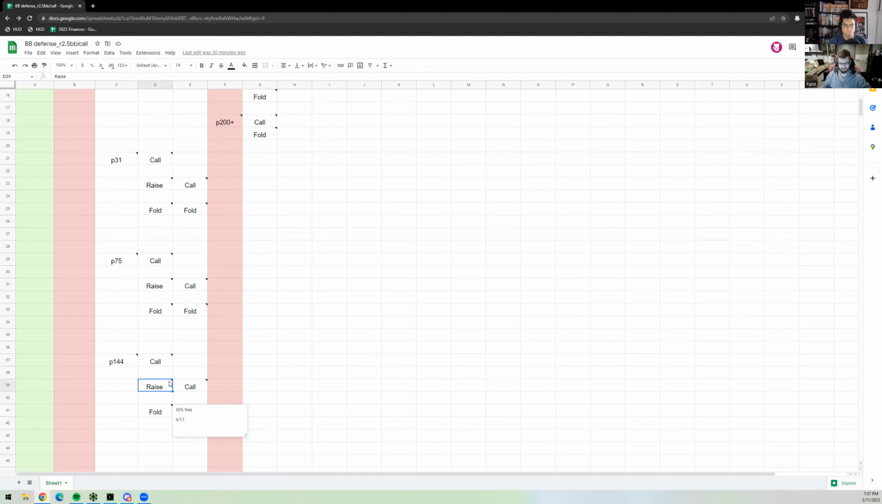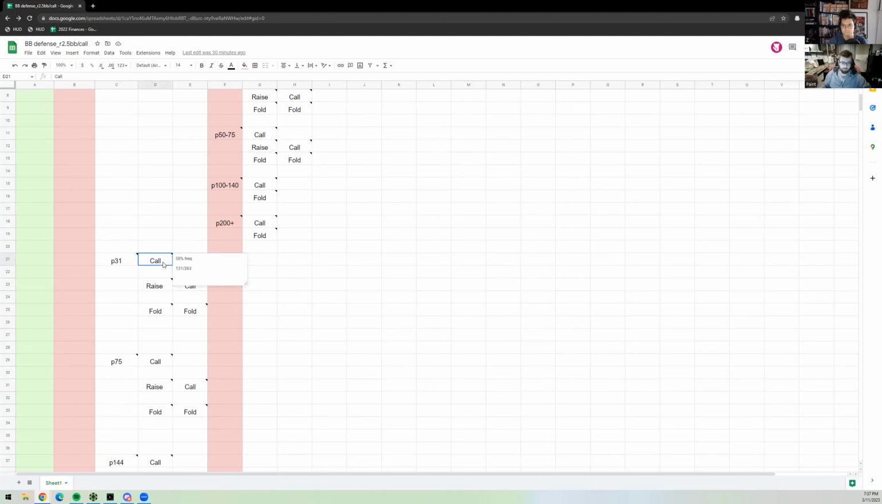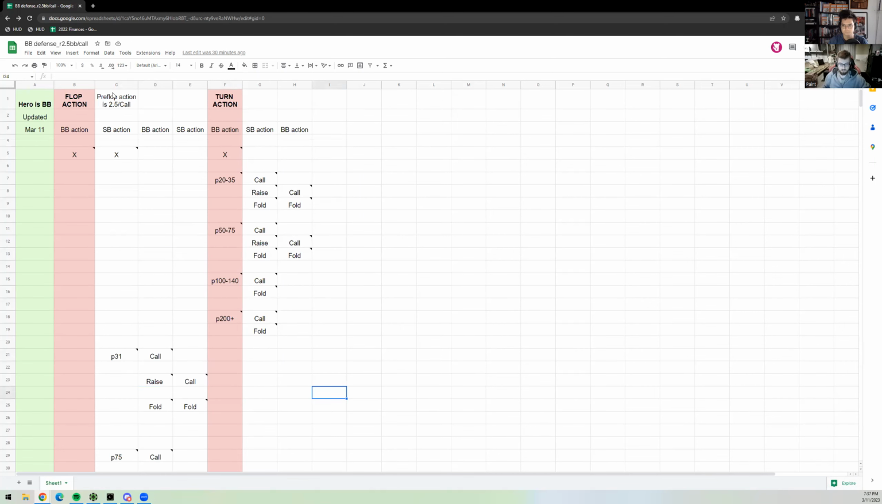It was a bad hand. I knew it was a bad hand when I played it. And I fold 35%. I think this is just sample size because it's only 17 hands. I just happen to have calling hands quite frequently. Yeah, so that's the gist of the flop actions.